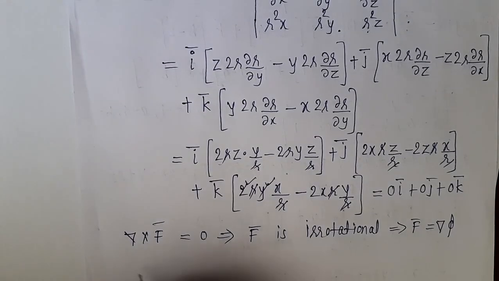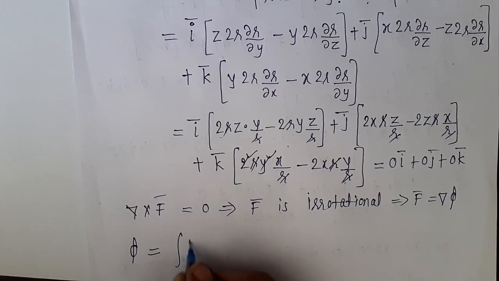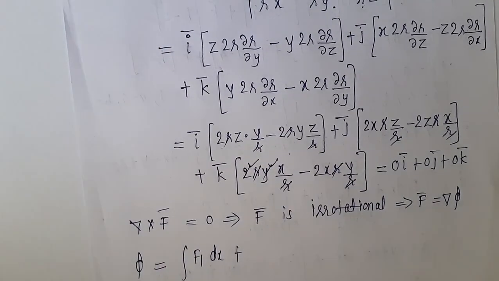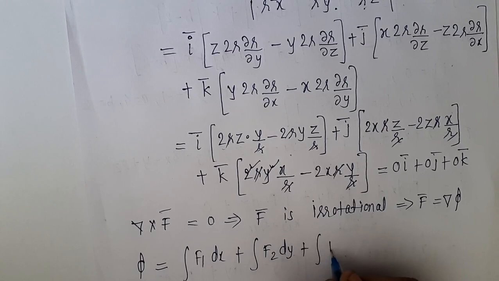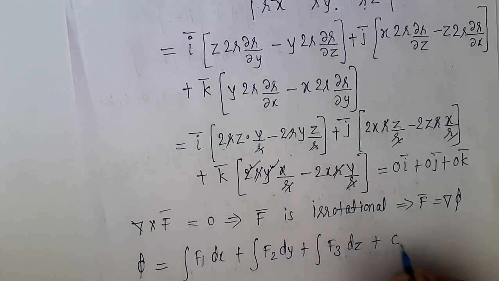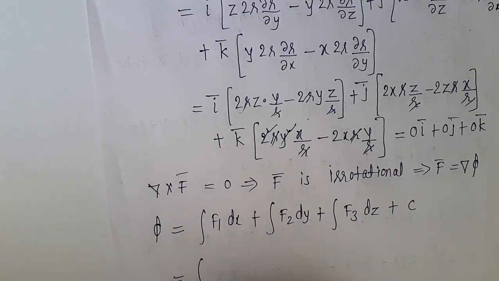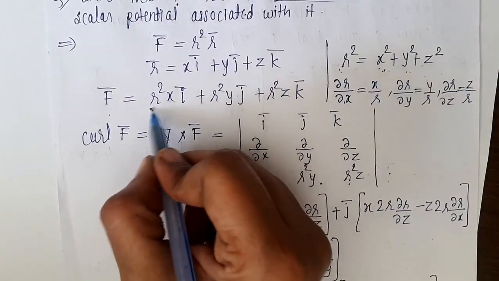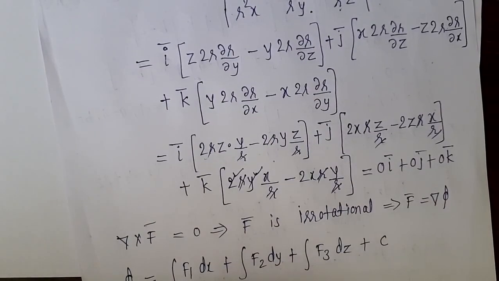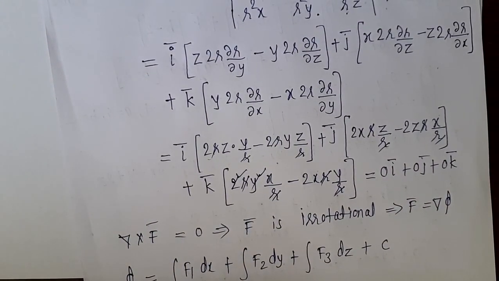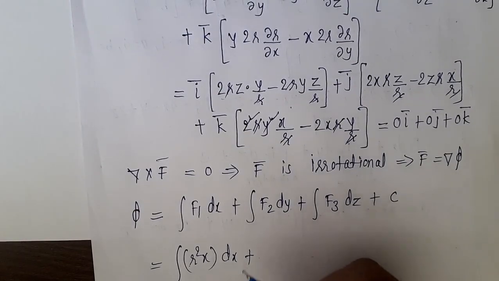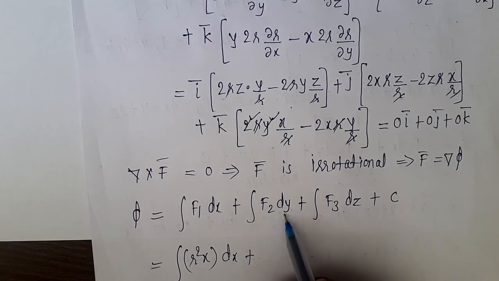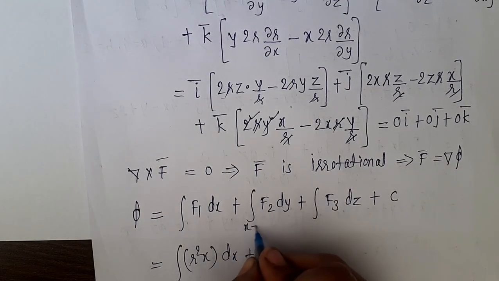And if it is a gradient of phi, phi can be written as integration of f1 dx plus integration of f2 dy plus integration of f3 dz plus c. Now what is f1? f1 is r square into x. So we write r square into x dx, plus f2 dy, where f2 is r square into y. Now for f2 it must be free from x.